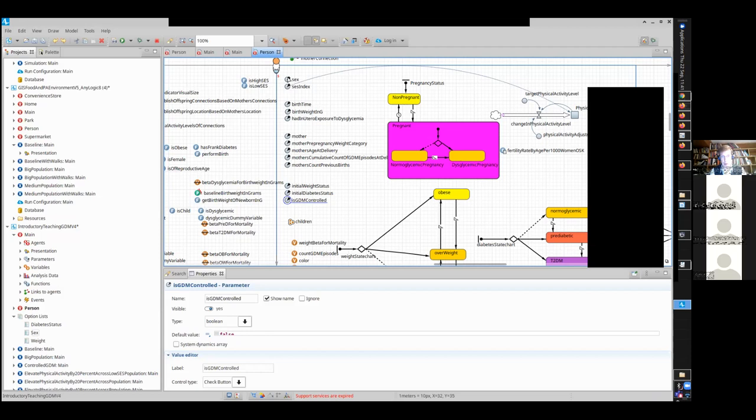Again, we have categorical nominal types of heterogeneity. We have continuous heterogeneity here, like someone's SES, socioeconomic status. And we have relational heterogeneity, whereby they may have a mother and a father and siblings and so on that are set, and those are their family.